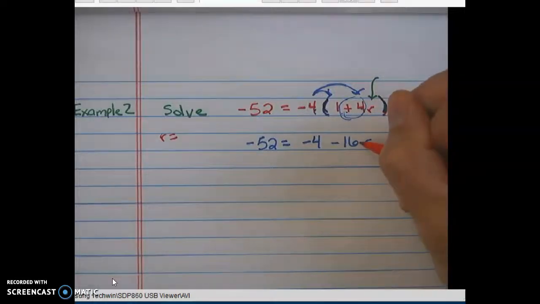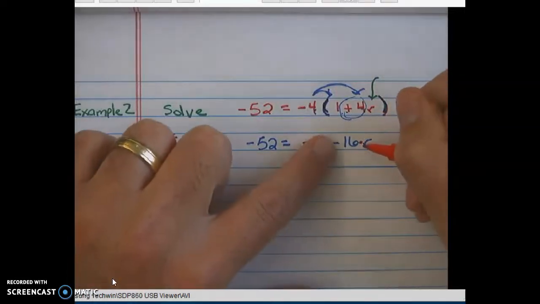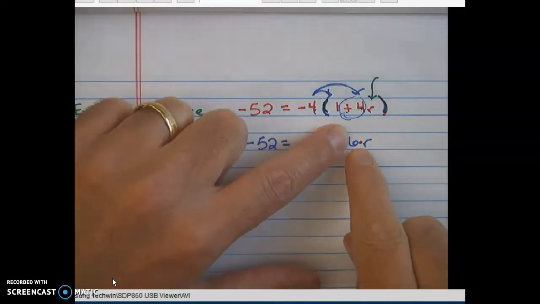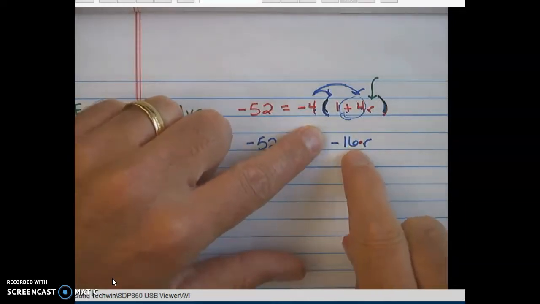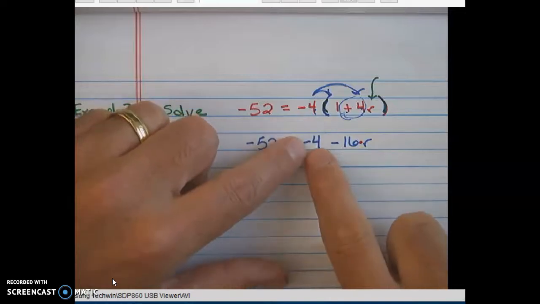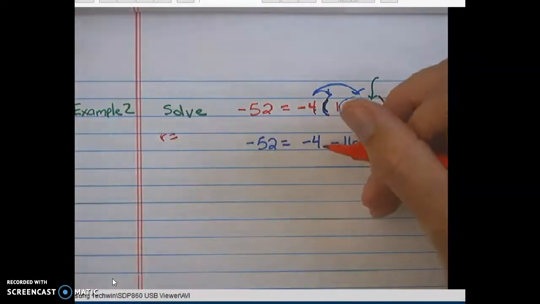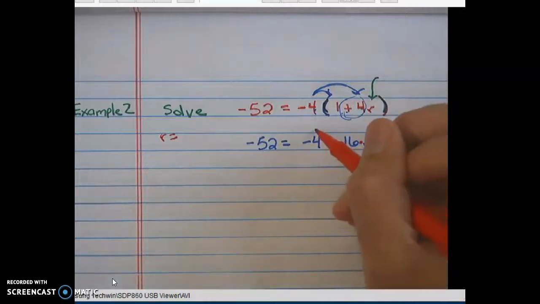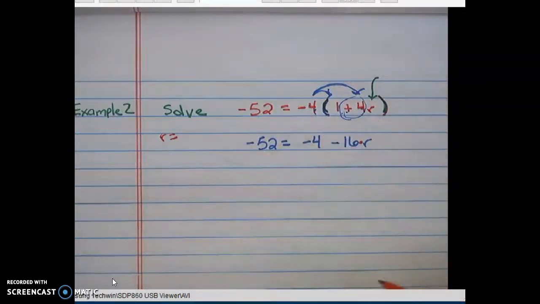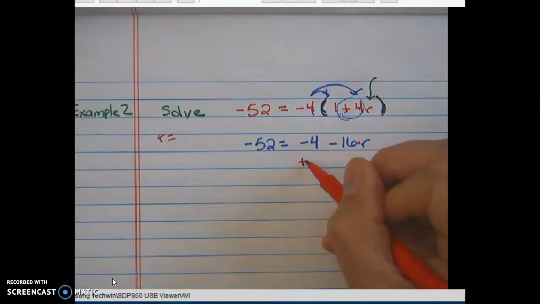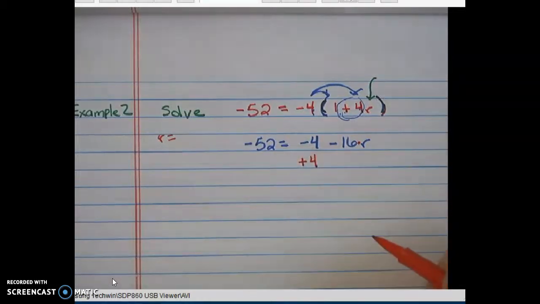Well, I'm hoping you would notice that there is a negative 16 multiplied by r. Notice what kind of 16 that is. It's not just a positive 16, it's a negative. So I'm going to have to do some division to get rid of that. But then I also have this negative 4 out there. The one that's farthest away is the negative 4. And so we're going to start here by getting rid of that negative 4. In math, the inverse of a subtraction or a negative is to add. So to get rid of a negative 4, I'm going to add 4.